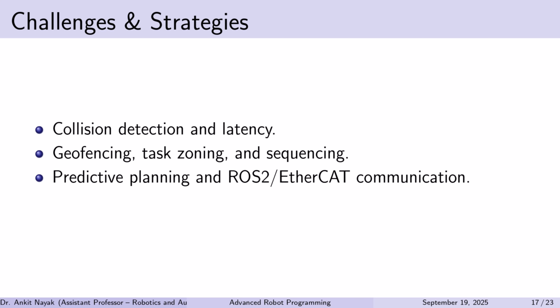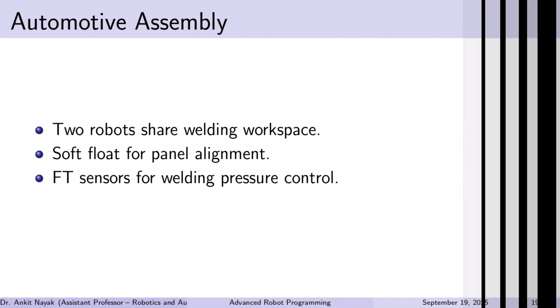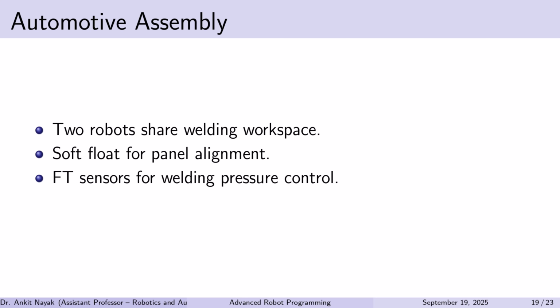A more advanced method is real-time communication. Robots exchange data about their positions and movements. If one robot is moving into a space, the other robot automatically avoids it. This requires a central controller or direct robot-to-robot communication.